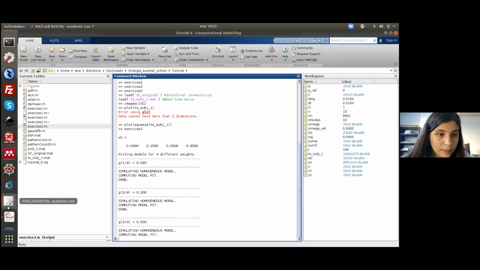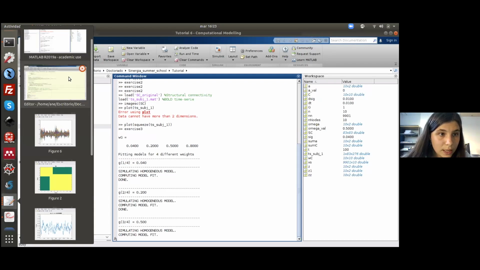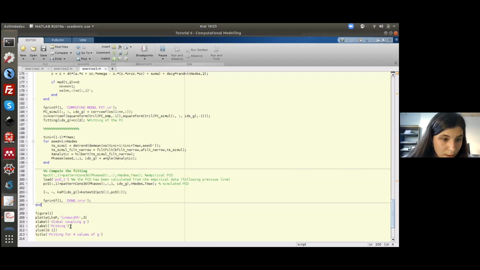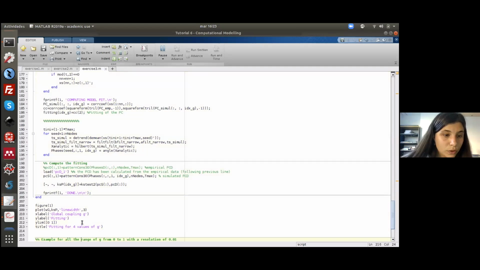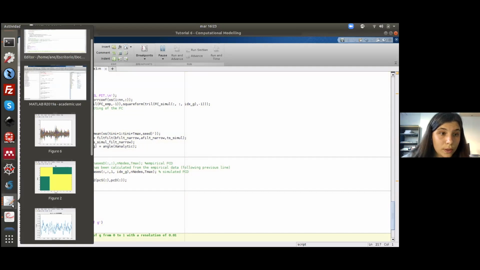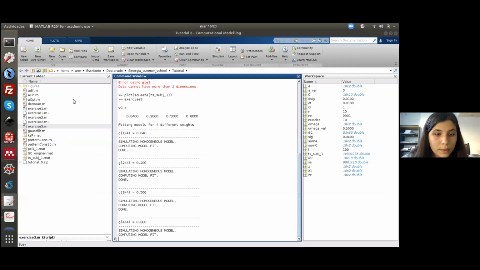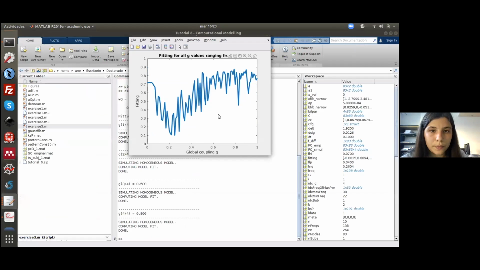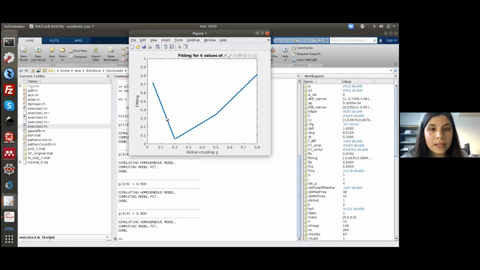And in the final part of this script, we have included also the figure, the representation of the plotting of the global couplings and the values of the Kolmogorov-Smirnov distance. So from here, this is the next exercise. Okay, so we obtain something like this.